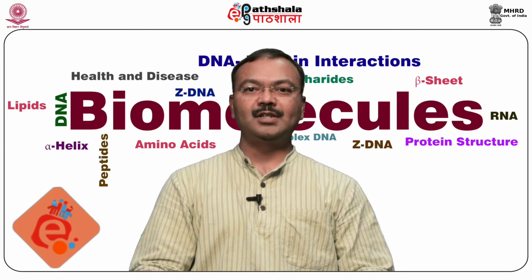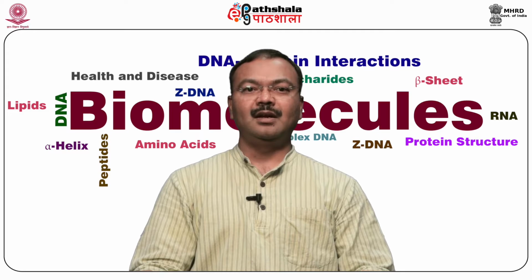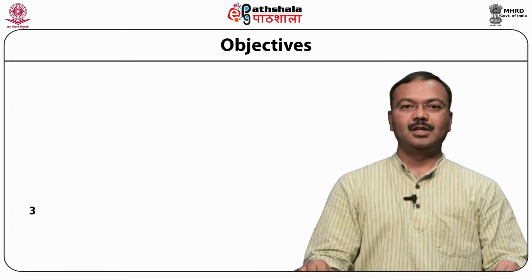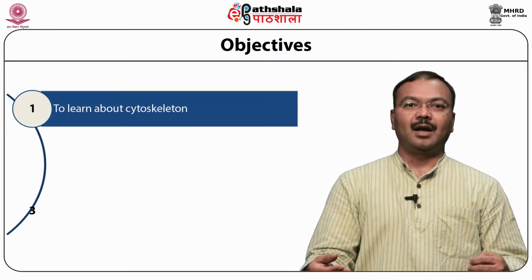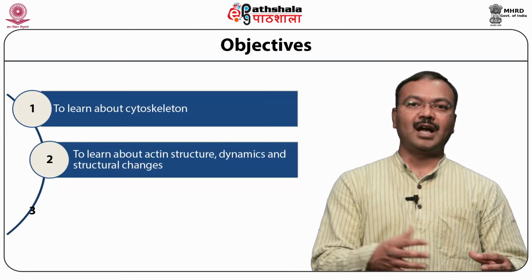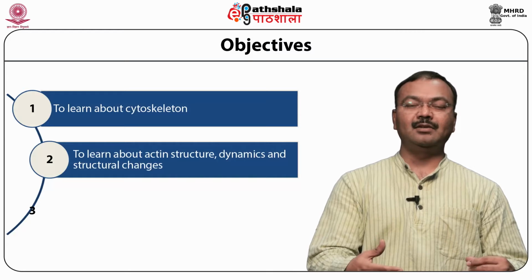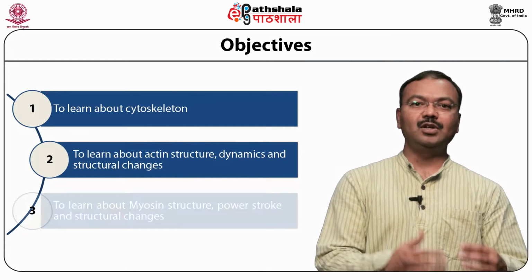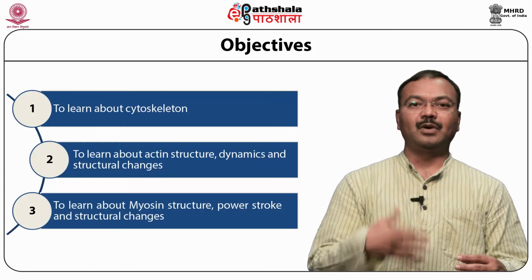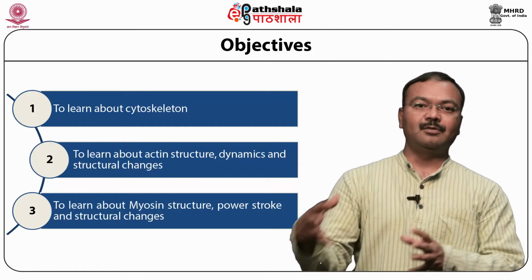Today we are going to discuss a module on structure and function of actin and myosin. In this module, we will learn about the cytoskeleton and the structure of actin, its dynamics, and structural changes in actin while going from G-actin to F-actin. We will also learn about myosin structure, power stroke, and the structural changes in myosin in the process of power stroke.